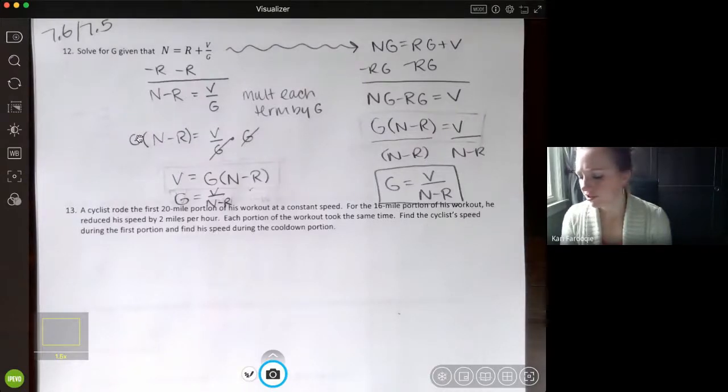Let's do number 13. We did one similar to this in class. It's a good one.